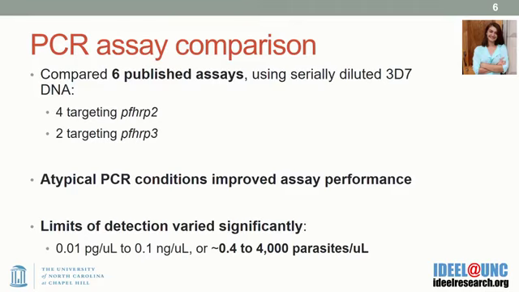And to cut to the chase, there were a few interesting findings. One, at least under our lab conditions, we found that atypical PCR conditions improved assay sensitivity. Additionally, using the published assays, we found a range of limits of detection in our hands, ranging from 0.4 parasites per microliter all the way up to 4,000 parasites per microliter.